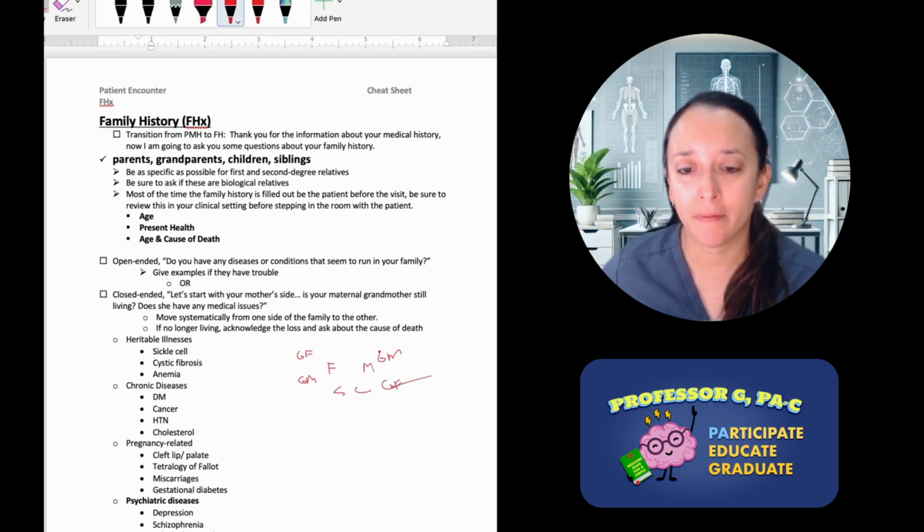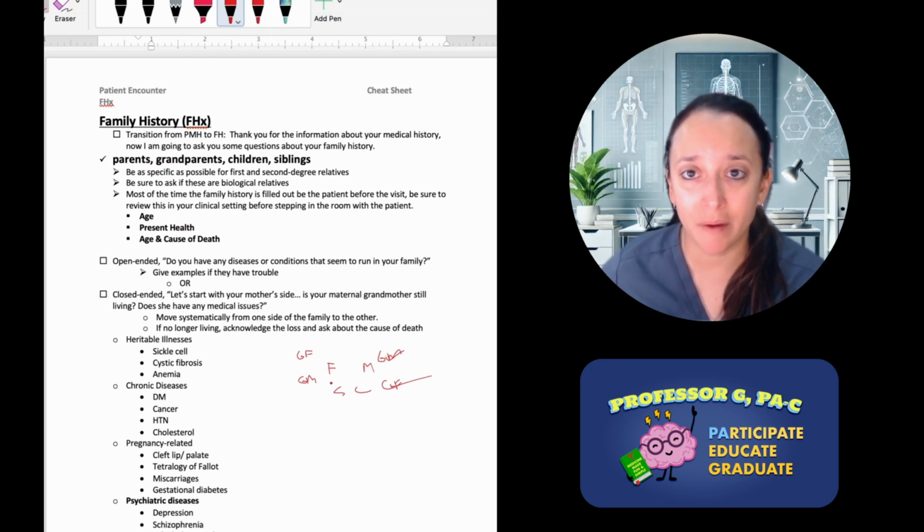What about your maternal grandfather? Oh, well, he passed away. Well, I'm sorry to hear that. Always acknowledge their loss, right? And then from there, you can ask them, at what age did they pass? What was their cause of death? Boom. All right, now what about your mom? And then go from there. You'll go from one family member to the other.